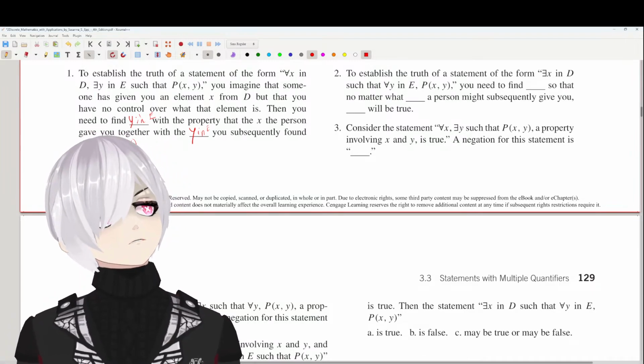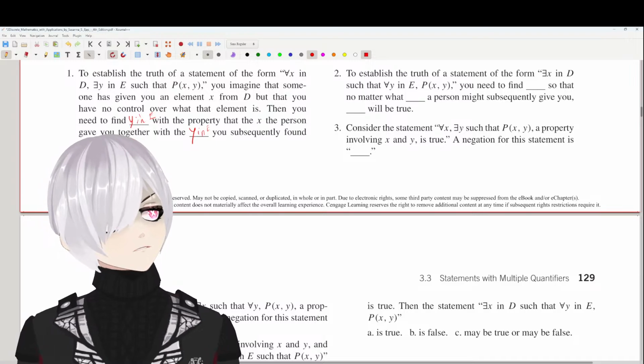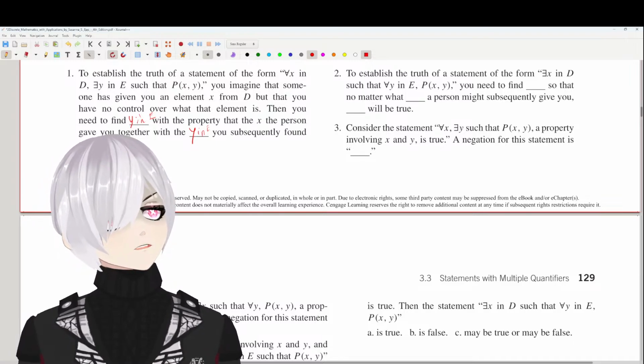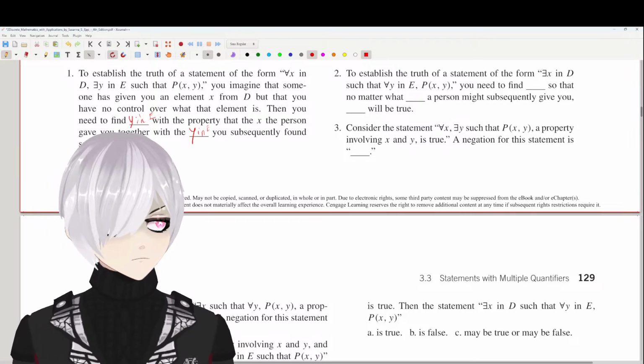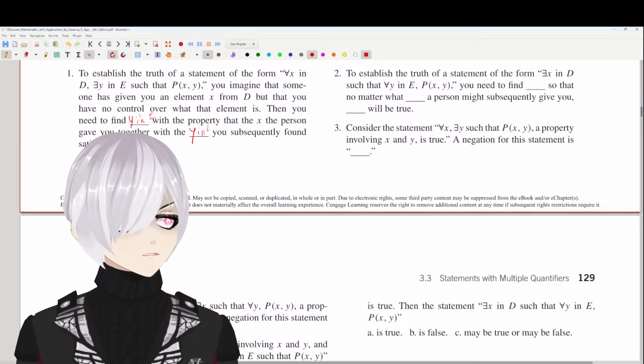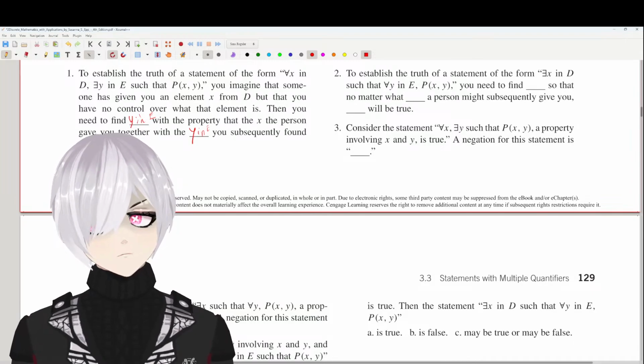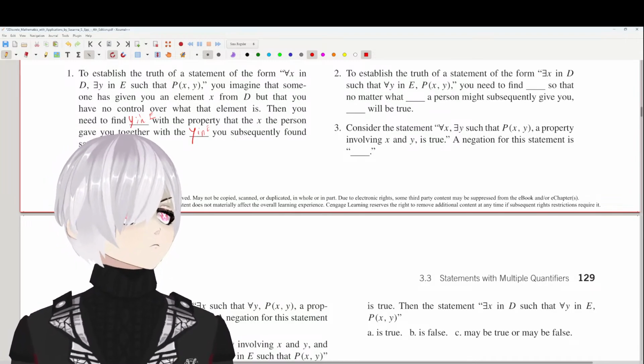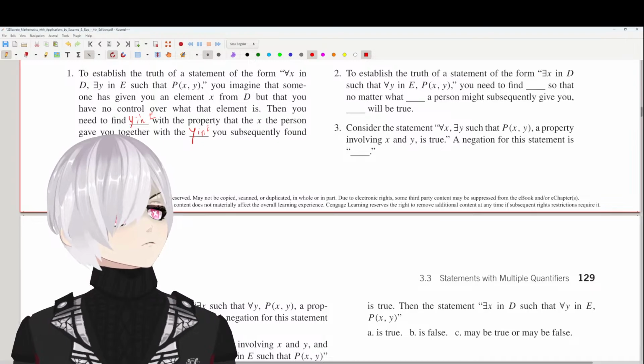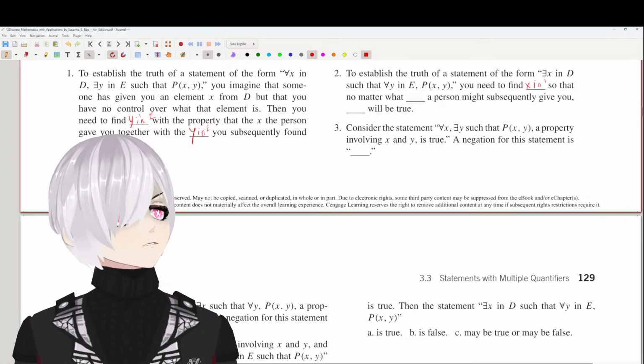To establish the truth of a statement of the form there exists an x in D such that for all y in E, P of x y, you need to find an x so that no matter what y a person might subsequently give you, P of x y will be true. Yeah, an x in D and then a y in E.